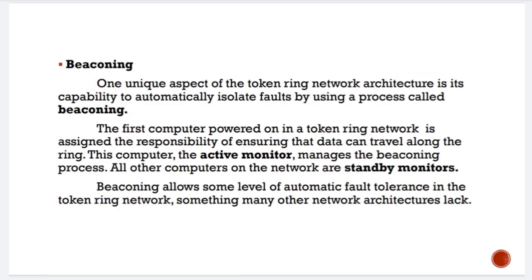One of the unique aspects of the token ring network architecture is its capability to automatically isolate faults by using a process called beaconing. The first computer powered on a token ring network is assigned the responsibility of ensuring that data can travel along the ring. This computer, the active monitor, manages the beaconing process, and all other computers on the network are standby monitors. Beaconing allows some level of automatic fault tolerance in the token ring network, something many other network architectures lack.